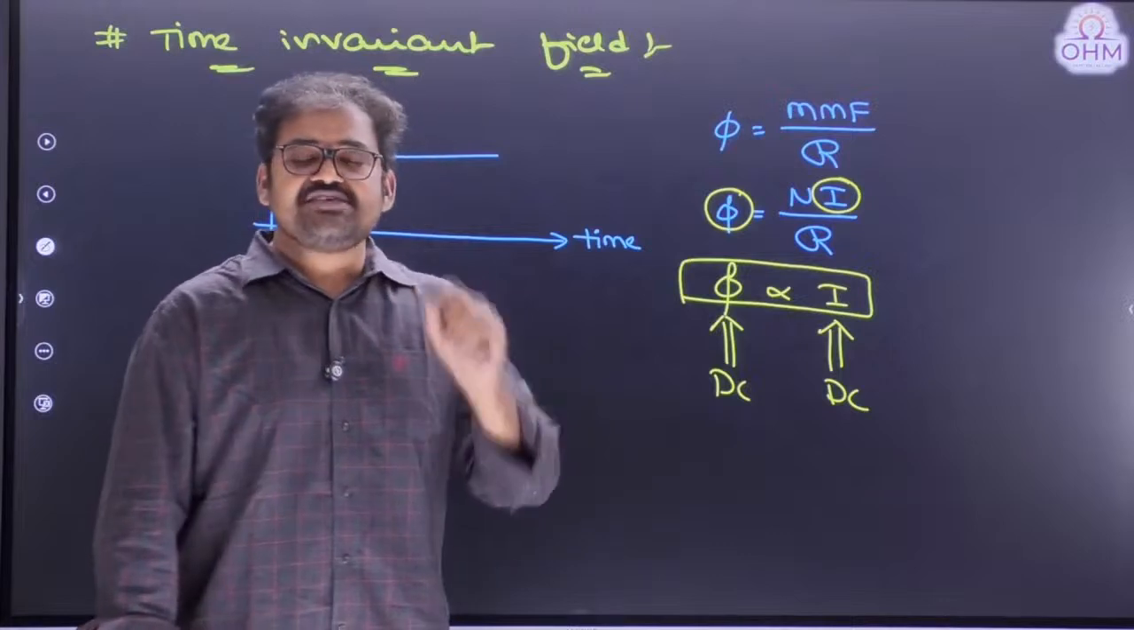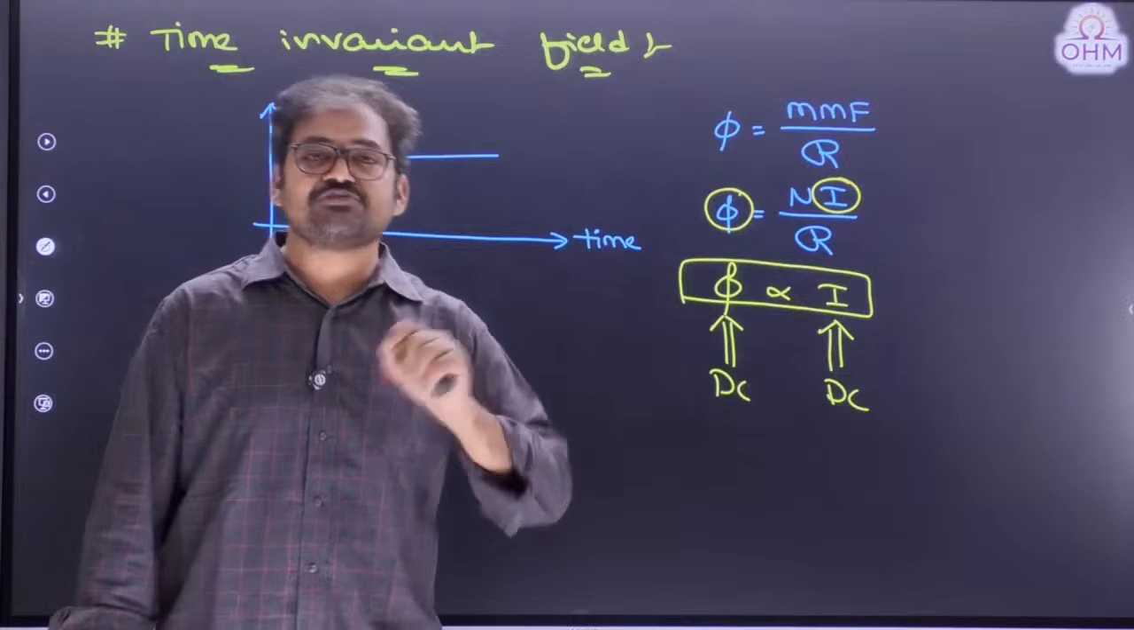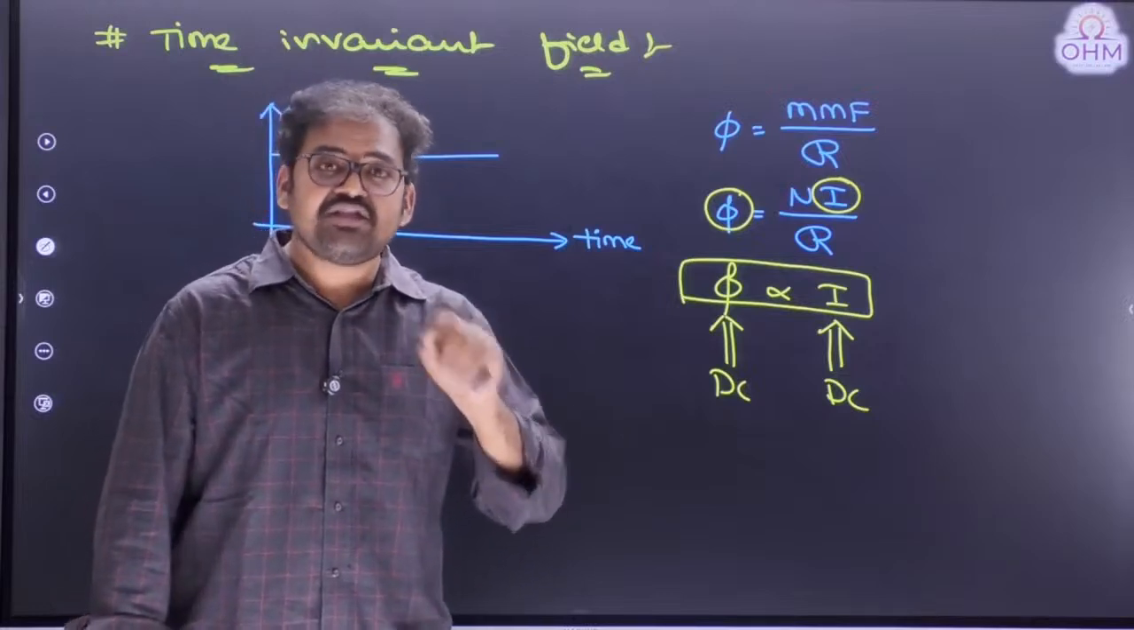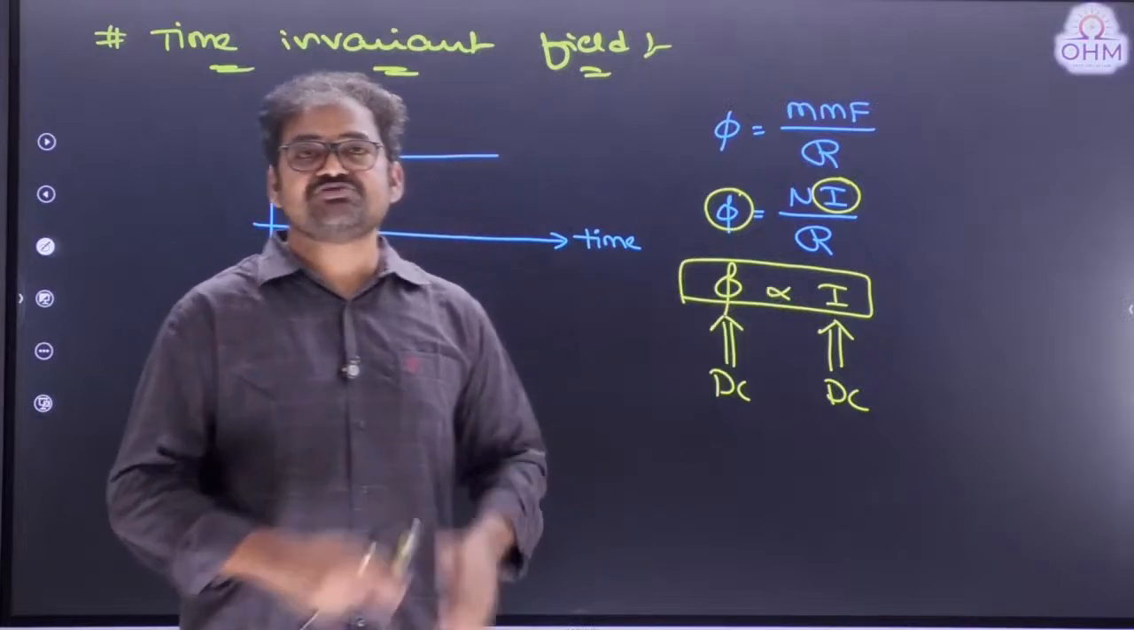And remember, the same thing is true even for a DC generator. Even in a DC generator, we need a time invariant magnetic field. Therefore, we have to excite the field system using DC current.